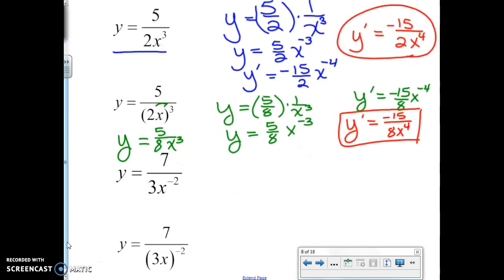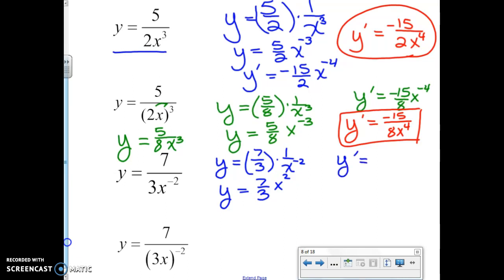So coming on down here, this one, I'm going to go back to blue. I'd write as y equals 7/3 times 1 over x to the negative 2. So that would be y equals 7/3 times x squared. So there the negative was on the bottom. When I move it up, it goes positive. So my derivative is simply 14/3 and then x. Done. I don't even need to rewrite that one because it's good enough right where it is.